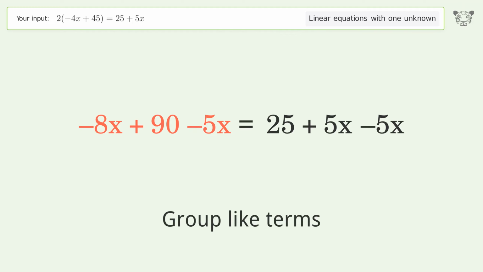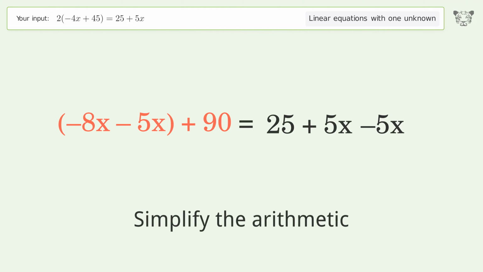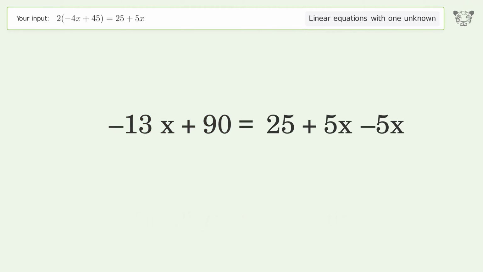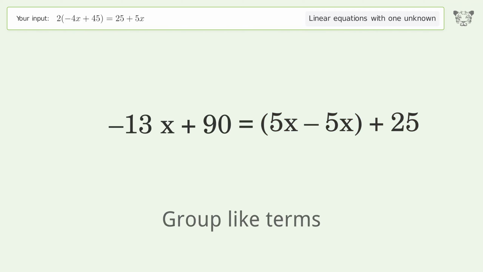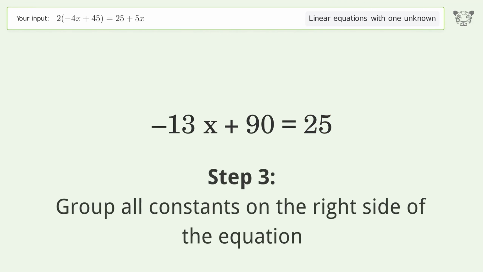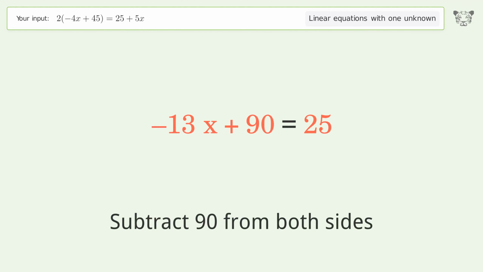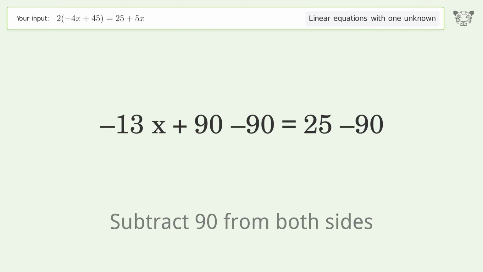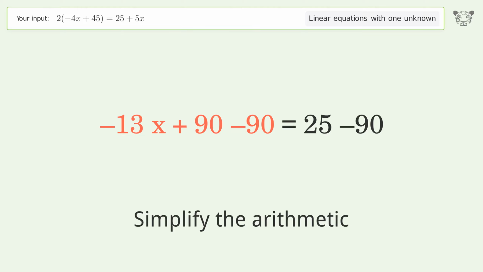Group like terms. Simplify the arithmetic. Group like terms. Simplify the arithmetic. Group all constants on the right side of the equation. Subtract 90 from both sides. Simplify the arithmetic.